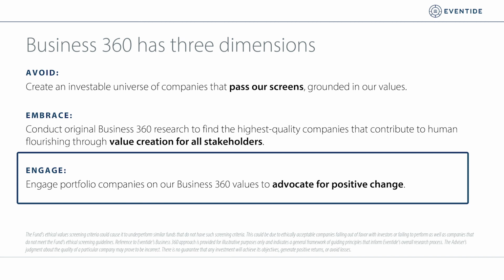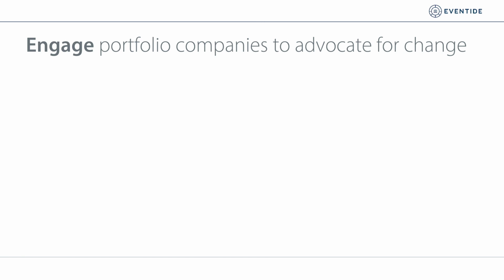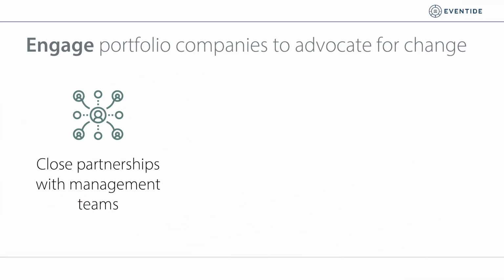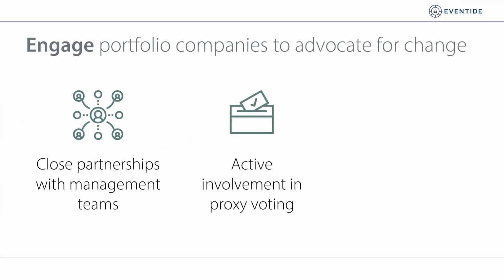Lastly, we come to engage. So once we've established these long-term relationships with these companies, we have an opportunity as long-term shareholders to then speak into their strategy and operations and provide insights from our own experience as investors working with multiple companies. And so there's a few ways that we do that. The first is close partnerships with management teams. We want to be in relationship with the executives running the company, and we constantly have them coming into the office. Another way that we do this is through active involvement in proxy voting.